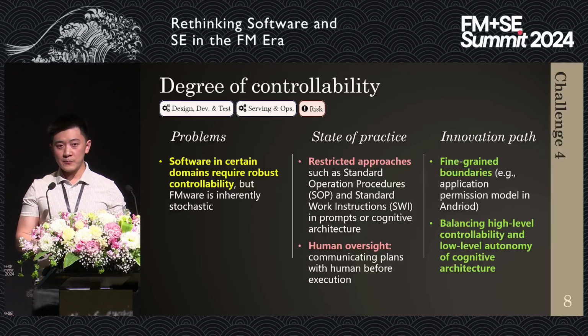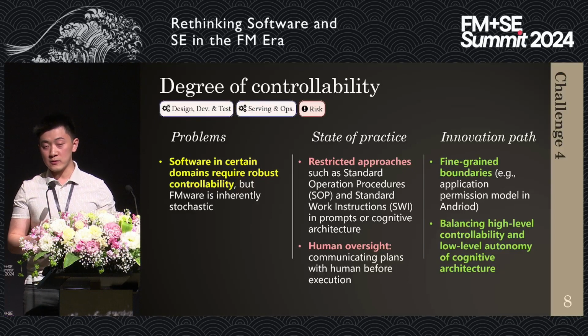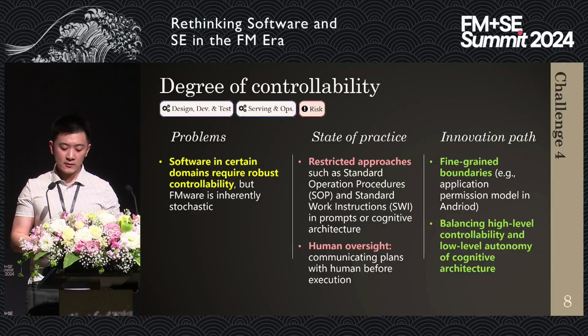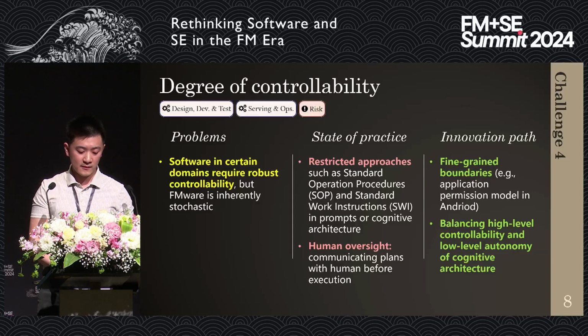And also, can we try to separate different levels of autonomy? For example, we let the model decide high-level planning at a higher level, and that level is controlled or overseen by humans, but we allow the models or the foundation model applications to make some low-level autonomous decisions in this cognitive architecture. Such separation of layers might also address the issue.